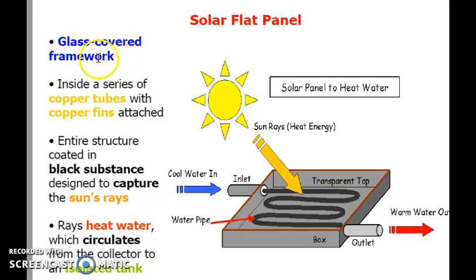Now here we will see what the requirements of a solar flat panel are. In a solar flat panel, we have a glass covered framework, that is the transparent top. Inside it, there is a series of copper tubes with copper fins attached to them. Here we can see these copper tubes with copper fins. The entire structure is coated in a black substance designed to capture the sun's rays. The whole system is covered with black paint which absorbs the maximum sun rays.